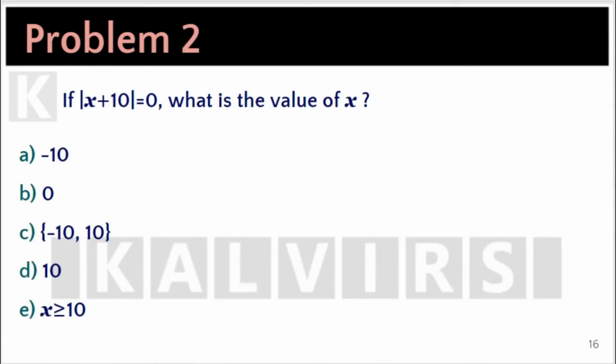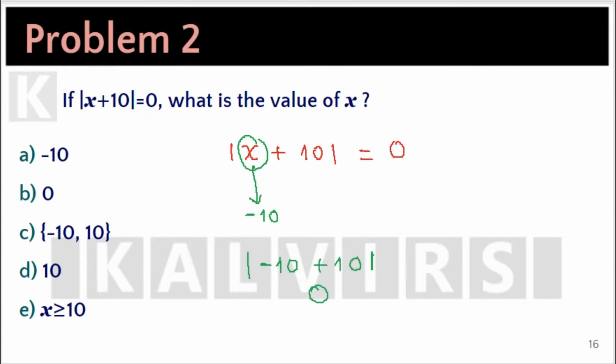If the absolute value of x plus 10 is 0, what is the value of x? Well, this is a very easy question. The only value x must take to satisfy the equation is negative 10, since negative 10 plus 10 is 0, and the absolute value of 0 is 0. Choice A is correct.